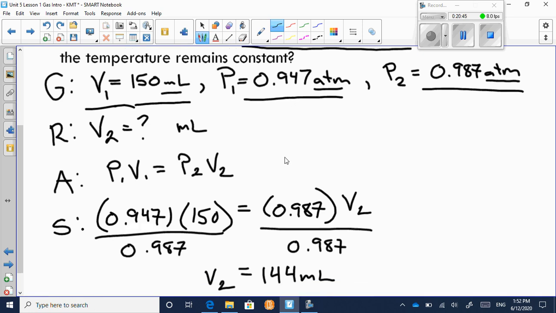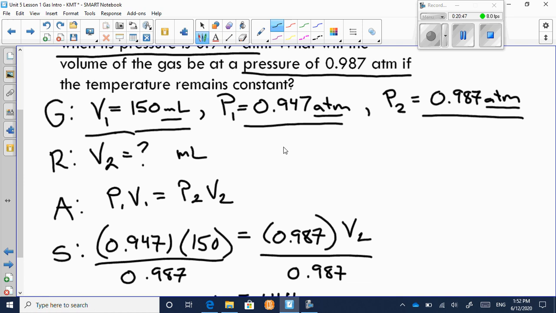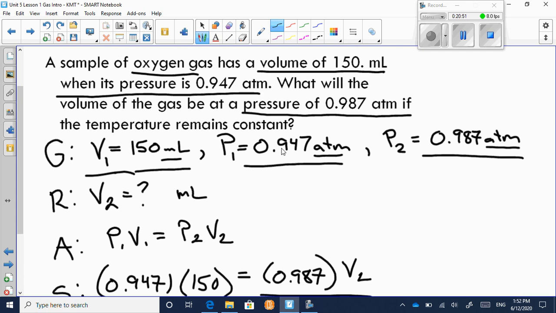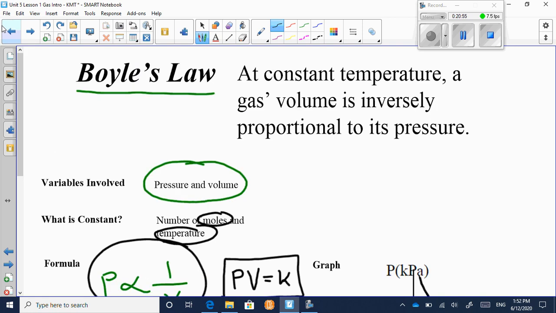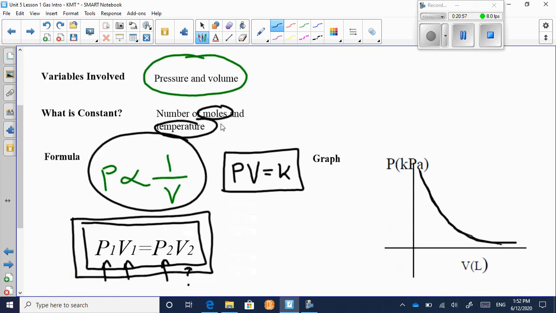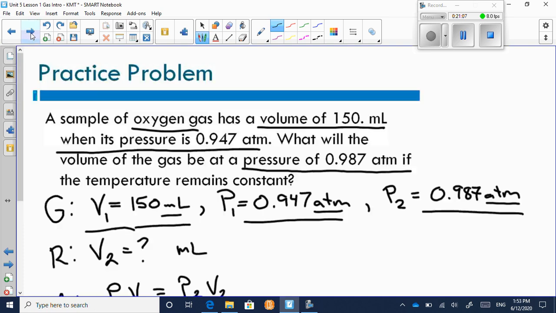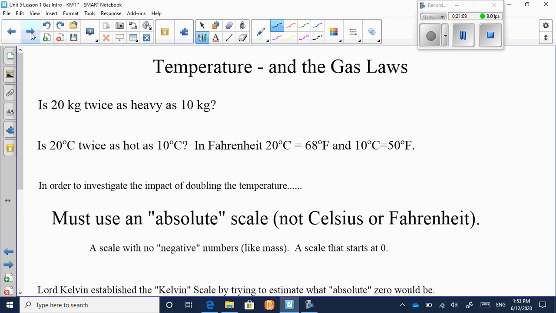Okay, so my prediction held that as I increased the pressure, I didn't increase it by much, and my volume didn't fall by much. But there is the relationship. As you increase the pressure, you decrease the volume. So again, you guys, this is called Boyle's Law, and it's showing this relationship that an increase in pressure results in a decrease in volume as long as you hold the temperature and the number of moles constant. Okay, well, let's go on to the second one.